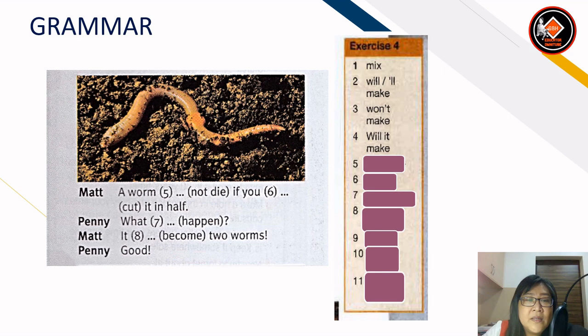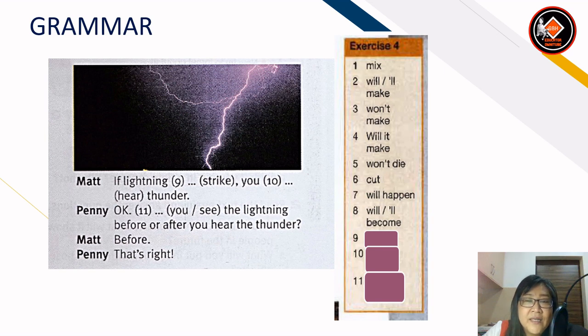So next we have a worm won't die if you cut it in half. What will happen? It will become two worms. Good. Next we have, if lightning strikes, you will hear thunder. Okay. Will you see the lightning before or after you hear the thunder? Before. That's right.